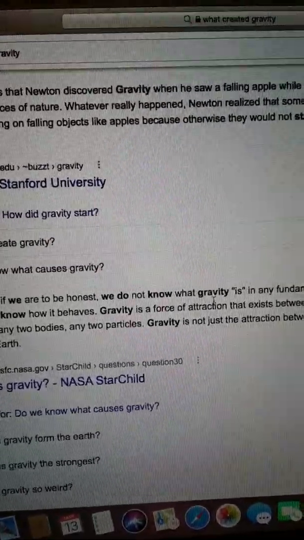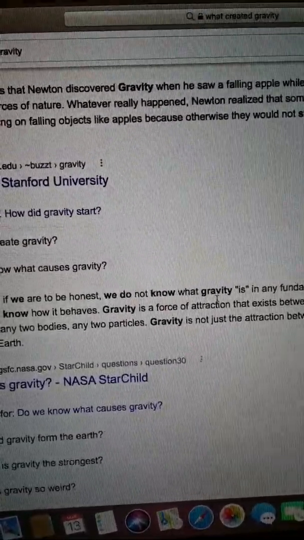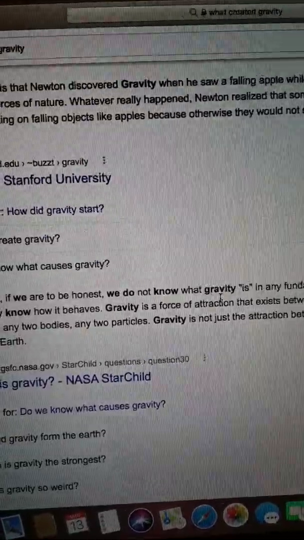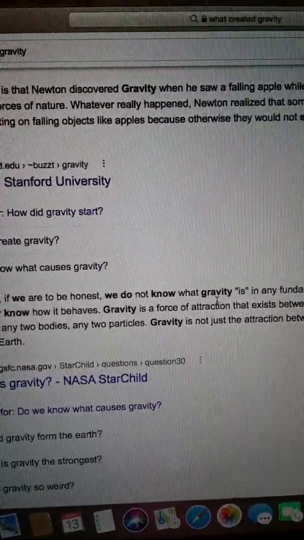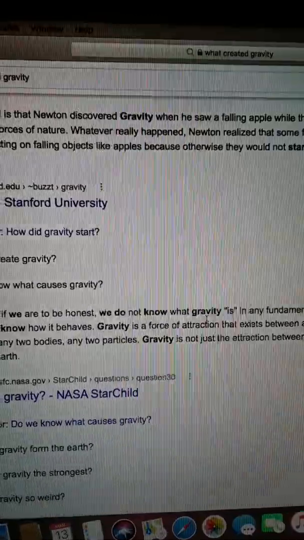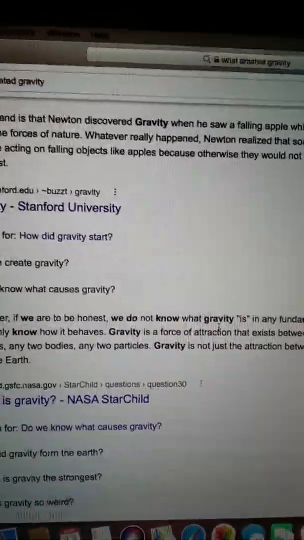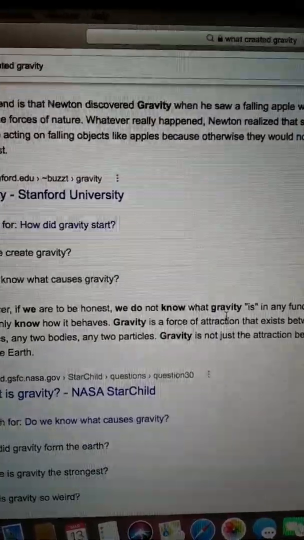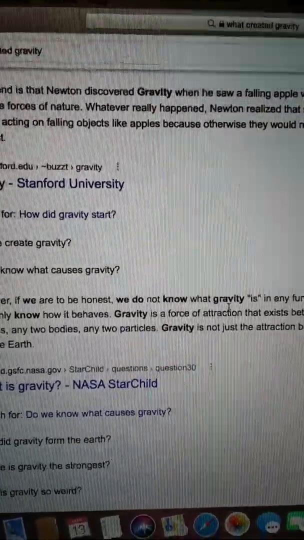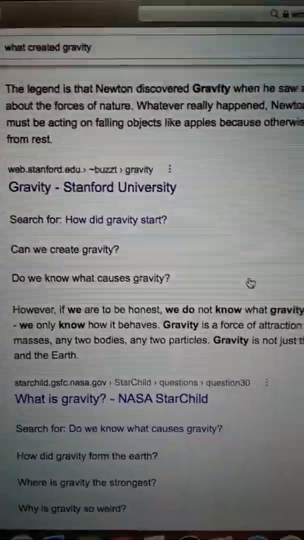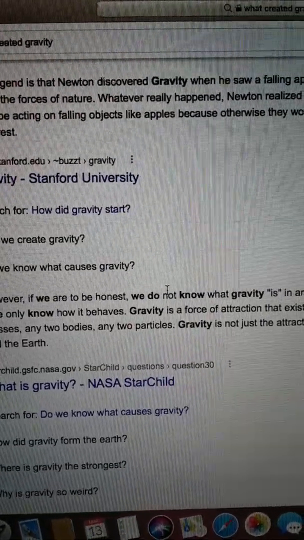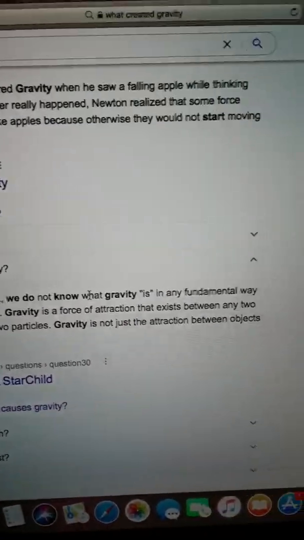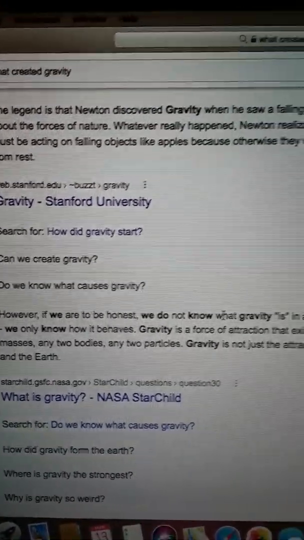The only thing you can surmise is that the apple itself is heavier than its surrounding air, because I can stop that apple with the presence and substance of my hand. The apple stops when it meets something that can support it. Okay, so, however, if we are honest, to be honest, we do not know what gravity is in any fundamental way. We only know how it behaves.